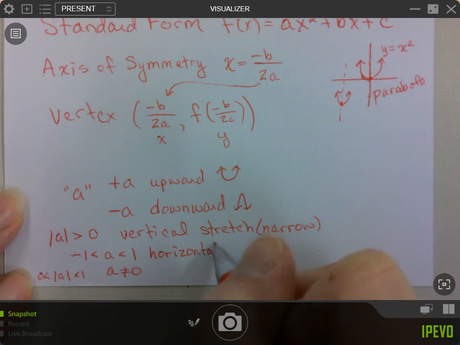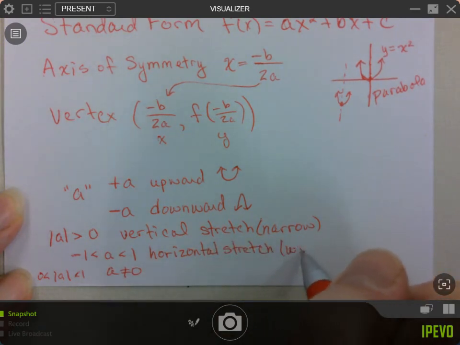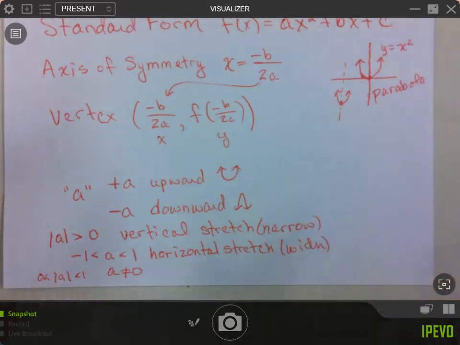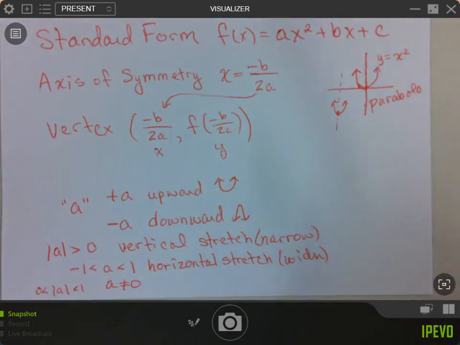Horizontal stretch. It's going to make your graph wider because whatever you're going to get out for Y, you're now taking a half of it or a fifth of it. So you're stunting its growth, so it's not going to grow as quickly.